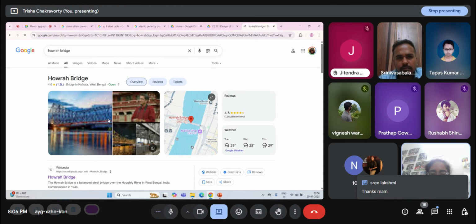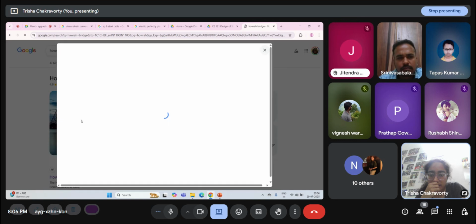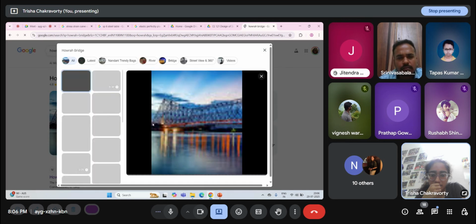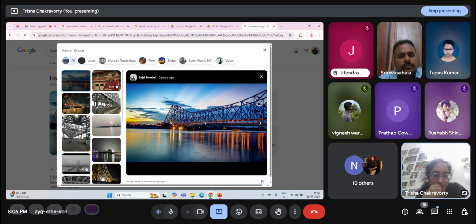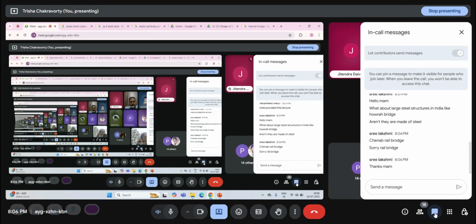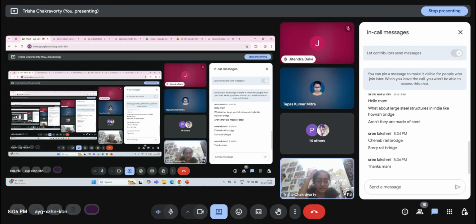So this is the truss, and this is the deck through which the vehicles and the pedestrians go. All of this is basically steel holding up the bridge. And the Chenab Bridge is definitely the one that has been recently built. I think it is an arch bridge, so that is also a steel structure.